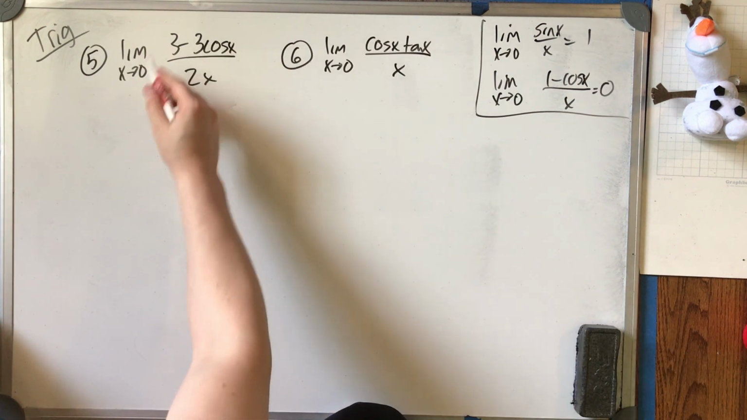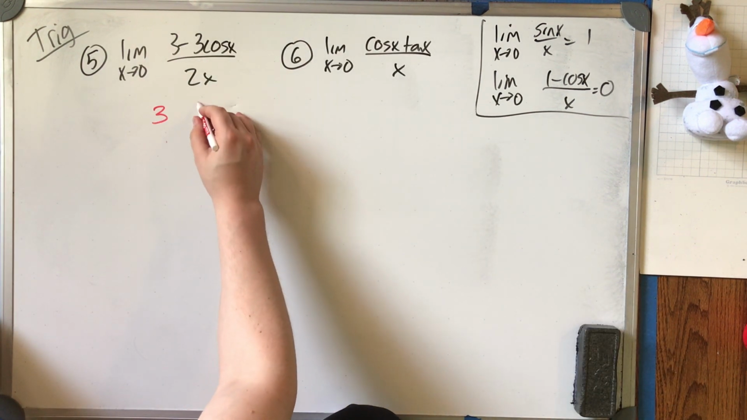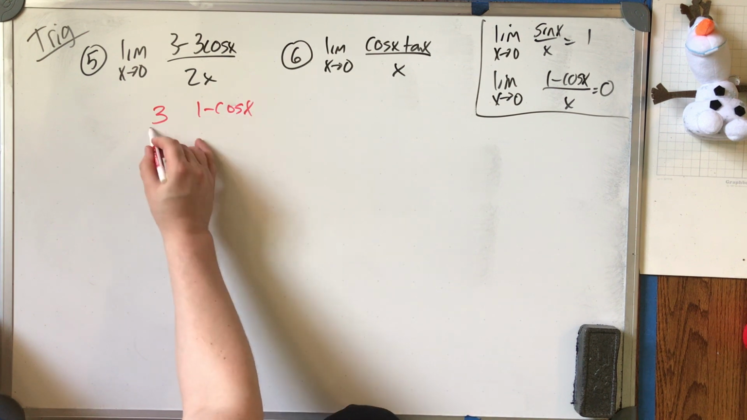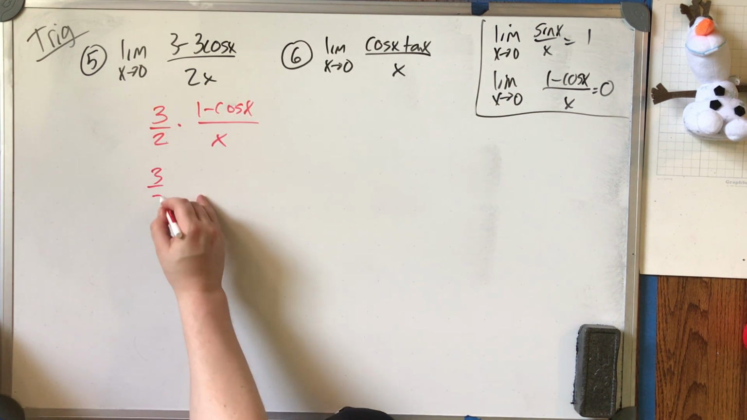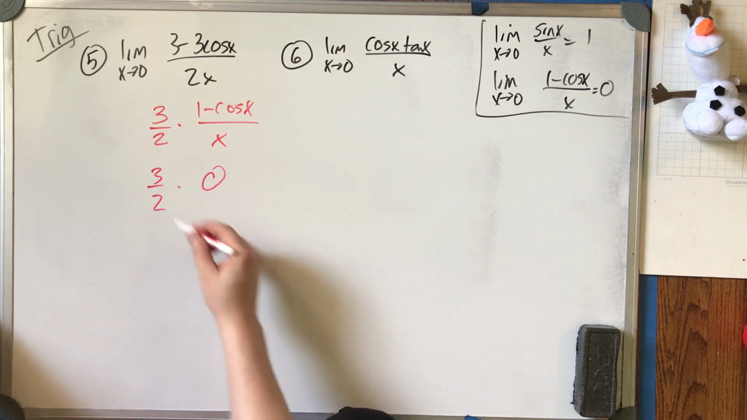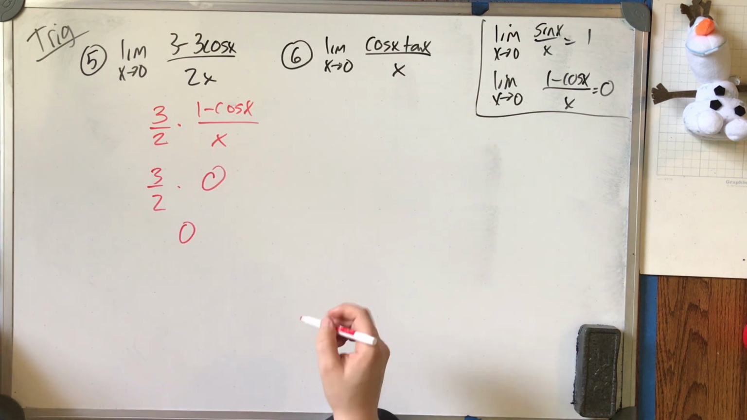I'm going to factor out 3 from the top, so I'll have 3 and then 1 minus cosine x. I'll pull the 2 and separate that from the x. Limit of a constant is that constant. This is going to equal 0. 3/2 times 0 is 0.